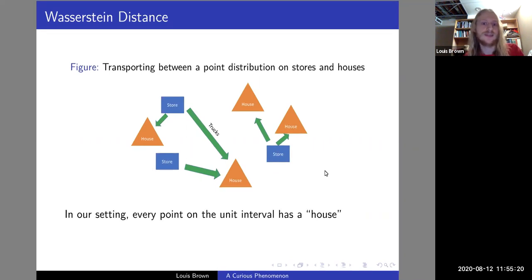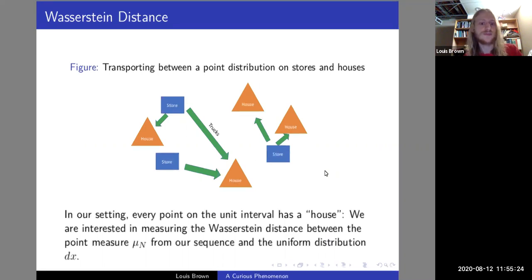But in our setting, every point on the unit interval is going to have a house. And we're interested in measuring the Wasserstein distance between the point measure mu_n from our sequence and the uniform distribution dx. So this is the point measure where we have a point mass at each term in our sequence of the first n terms, and the uniform distribution if everything was truly uniformly distributed over the interval.